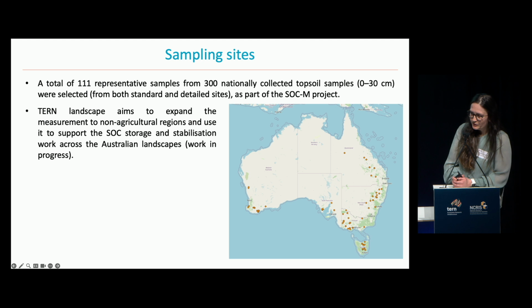And what I want to mention in this slide is that the samples come from both standard and detailed sites. In a standard site, we collected 3 soil cores that were mixed together from the plot, while at the detailed sites, the three samples that were collected from the same plot were kept separate to see if we have spatial variability in the same plot.